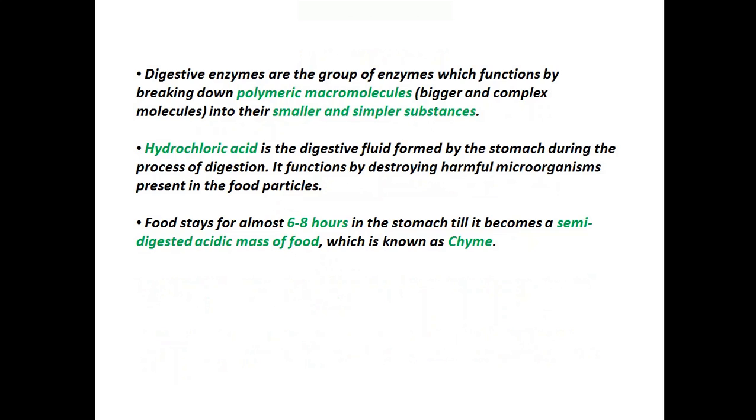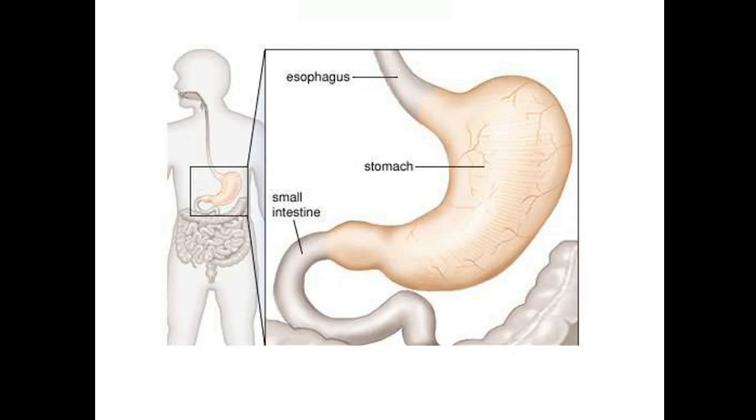Continuing. Digestive enzymes are the group of enzymes which function by breaking down polymeric macromolecules, bigger and complex molecules, into their smaller and simpler substances. Hydrochloric acid is the digestive fluid formed by the stomach during the process of digestion. It functions by destroying harmful microorganisms present in the food particles. Finally, food stays for almost 6 to 8 hours in the stomach, till it becomes a semi-digested acidic mass of food, which is known as chyme. Here's a picture of the stomach. You can also see the esophagus and the small intestine.